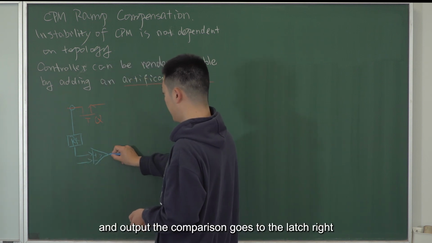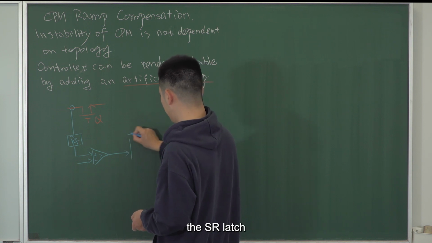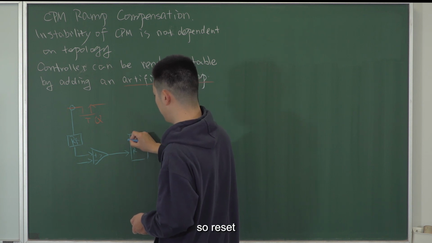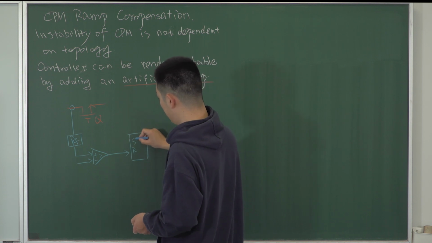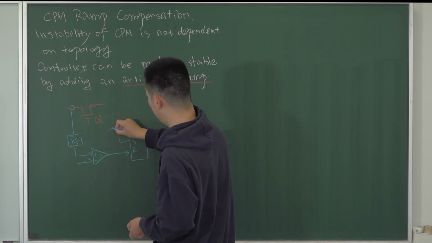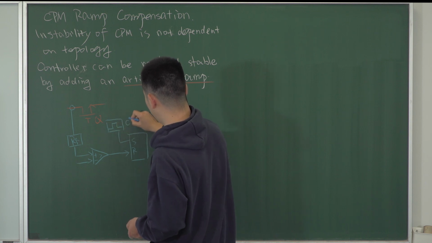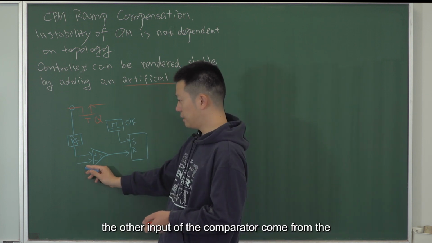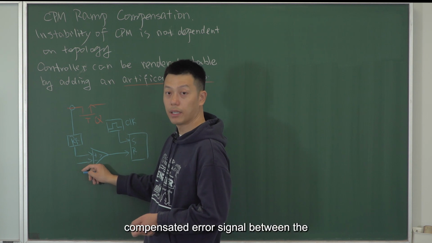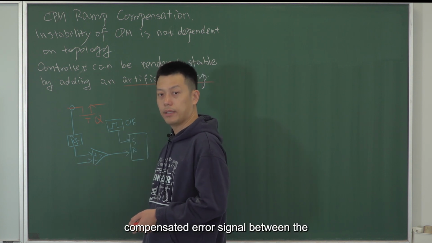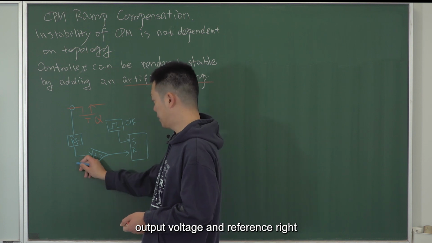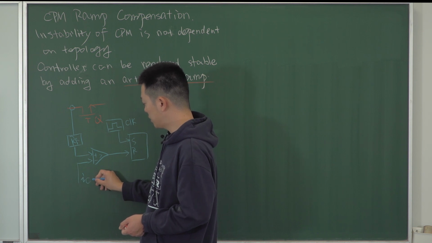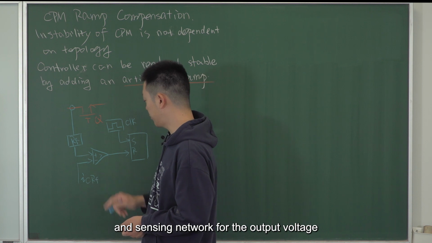And the output of the comparator goes to the latch, an SR latch, with reset and set. The setting signal comes from the clock. And the other input of the comparator comes from the compensated error signal between the output voltage and reference. I will no longer plot the complete compensator network and the sensing network for the output voltage.